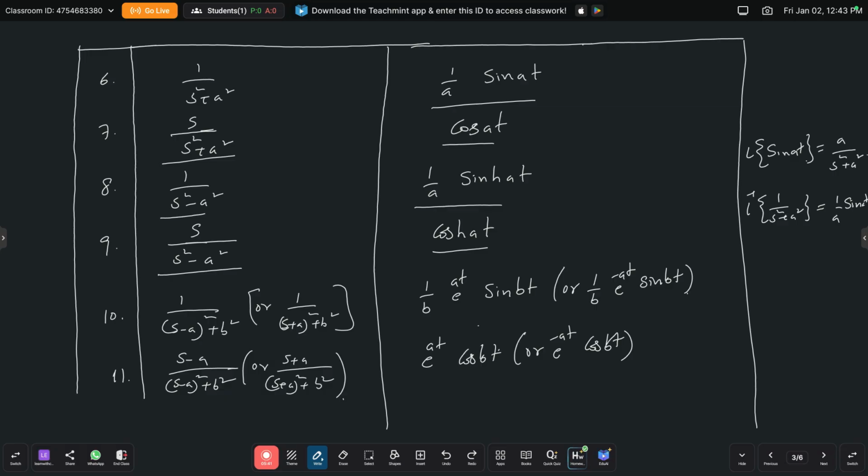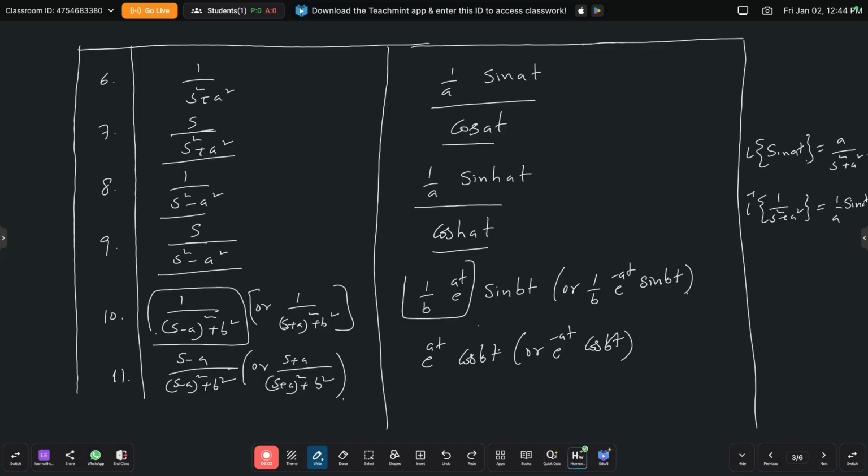Okay, up to here. Next, I am writing 1 by s minus a whole square plus b square, or s plus a whole square plus b square. Here you have a plus, which means you take sin at or cos at. So first I am writing what?